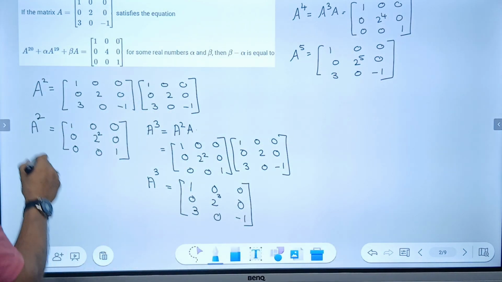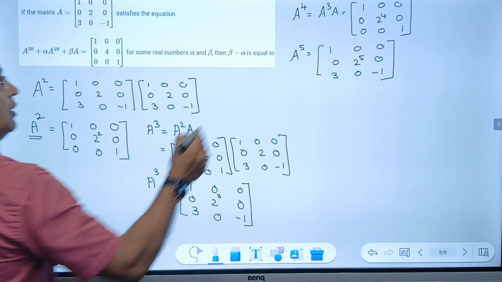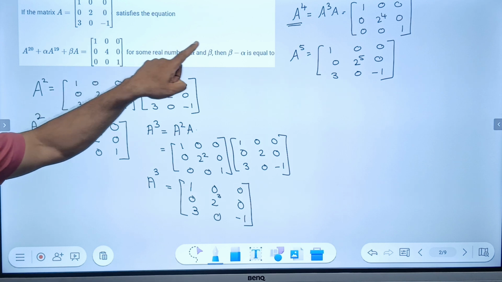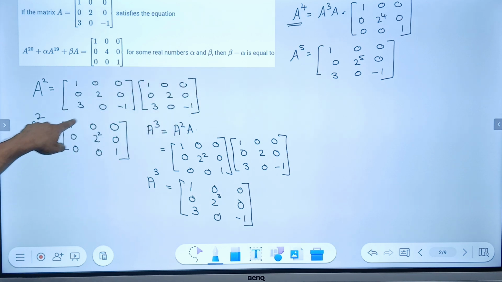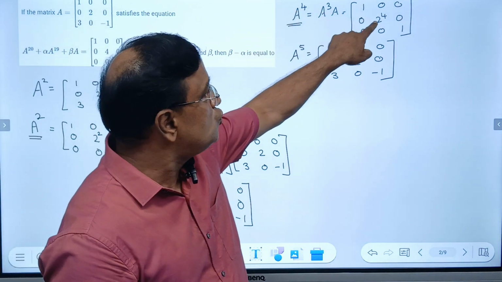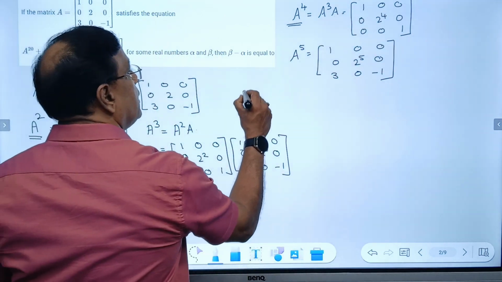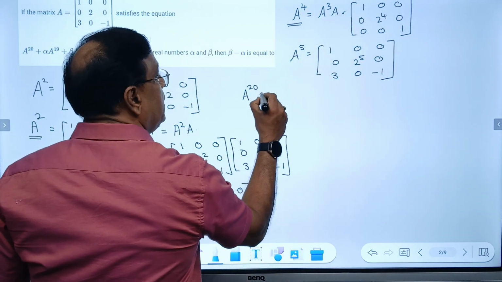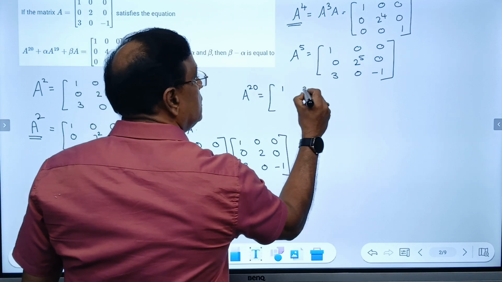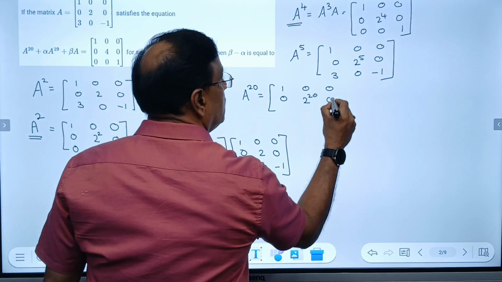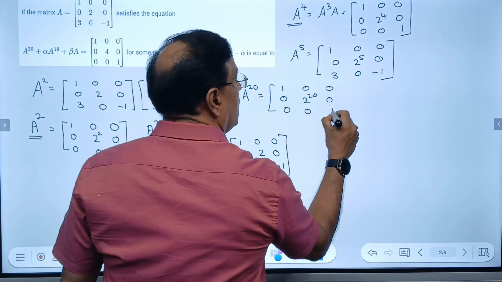Now just look at all the odd and even powers. Look at all the even powers. For A square, you will have 2 square here, otherwise everything else remains the same. For A power 4, it is 2 power 4, all other elements remain the same. So what will be A power 20? A power 20 will be 1 0 0, 0 2 power 20 0, 0 0 and 1.